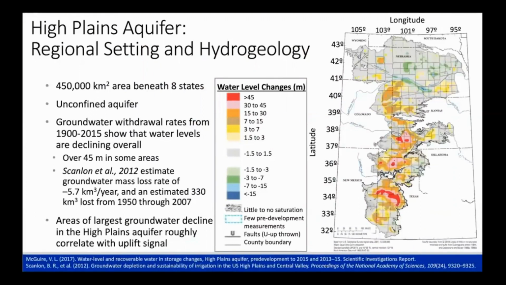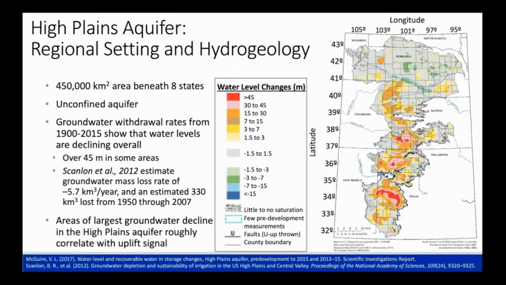It's the largest aquifer in the United States. It's a major source of groundwater for crops and livestock. And the groundwater is stored in unconsolidated sediments in an unconfined aquifer. And groundwater levels have declined in the last 100 years, in particular in the southwest part of Kansas and the Texas Panhandle, where water levels have declined in some places by more than 45 meters.